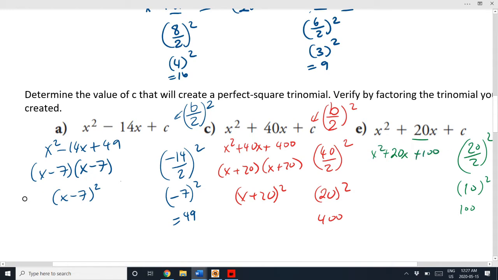Okay. And can you think of two numbers that multiply to 100 but add up to 20? That's right, 10 and 10. So it's going to be x plus 10 and x plus 10 for our factor brackets, and we could reduce that to x plus 10 squared.